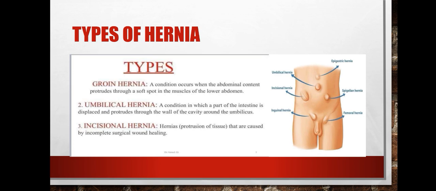So you can see in this picture umbilical hernia, it is near the umbilicus. Epigastric hernia, incisional hernia, you can see the cut incision, it's herniated. Strangulated hernia, inguinal hernia, and femoral hernia are groin hernias.